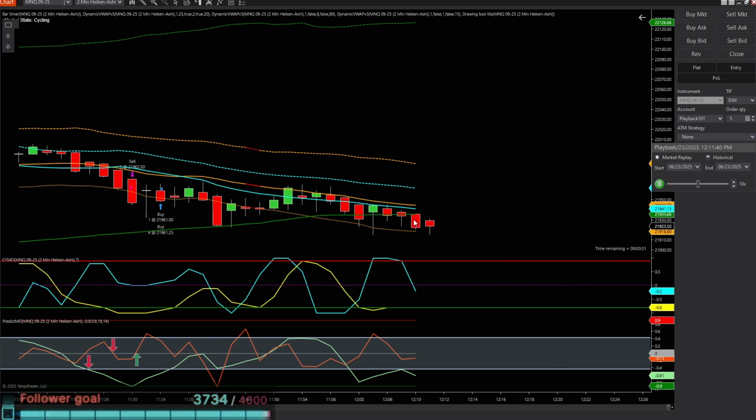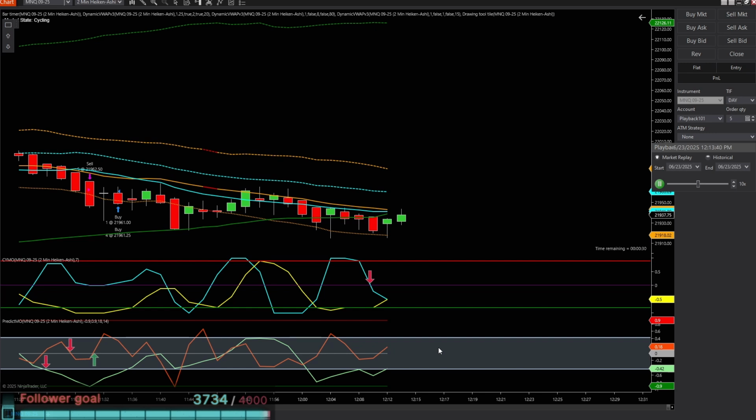Okay, we've got cycle and momentum both coming down right here. Check this out. And we've got momentum also down below zero. Oops, we just had the predictor go above the zero line right there. So it's not yet time to pull the trigger.